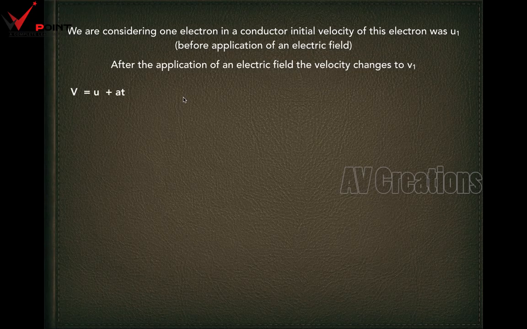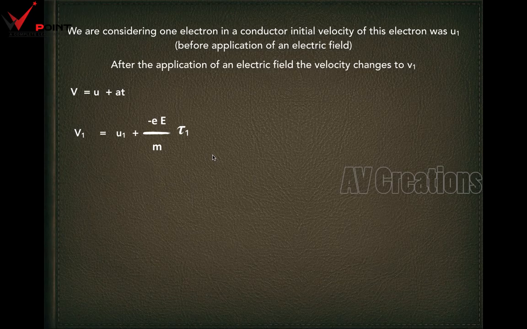v is equal to u plus at. It is the equation for final velocity in terms of initial velocity, acceleration and time. So here v1 is equal to u1, the initial velocity, plus the acceleration, minus eE by m, into t. Instead of t, we are using the term tau. Tau is the time interval between two successive collisions.